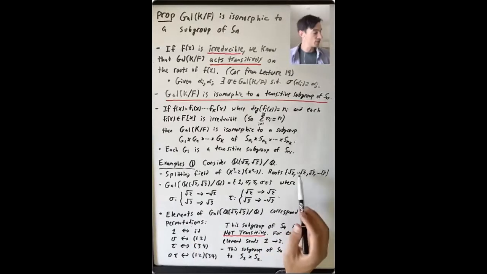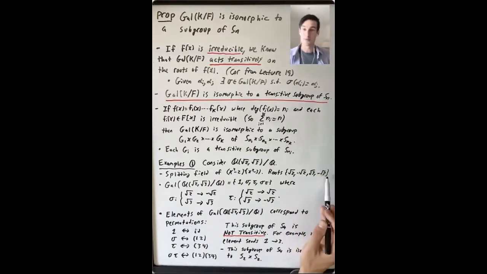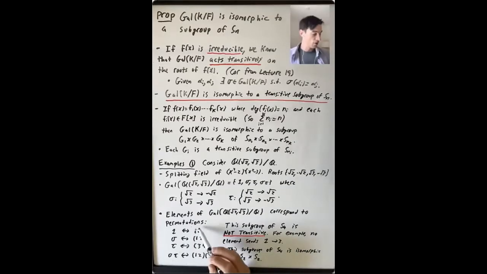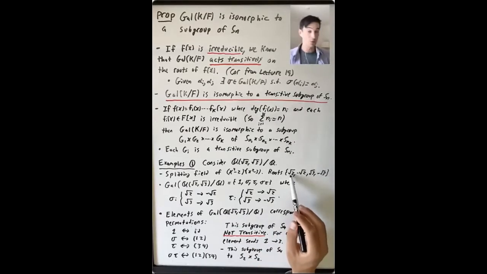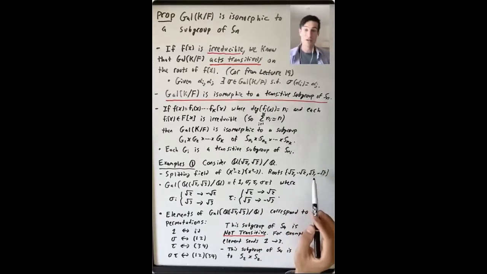Sigma switches the first two roots and leaves the third and fourth fixed. So it corresponds to the permutation (1 2). Tau fixes the first two roots and switches the third and fourth. So it corresponds to (3 4). And sigma tau corresponds to (1 2)(3 4). Okay, so over on the right, we have a subgroup of S4. I'll point out that this subgroup of S4 is not transitive. For example, there's no element of this Galois group that sends the first root, square root of 2, to the third root, square root of 3. There's no permutation here that sends 1 to 3.